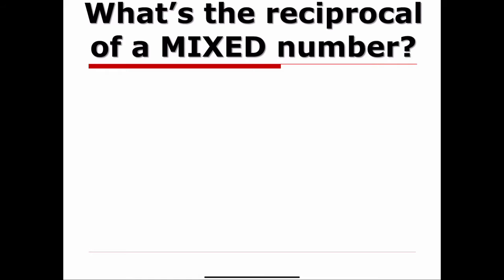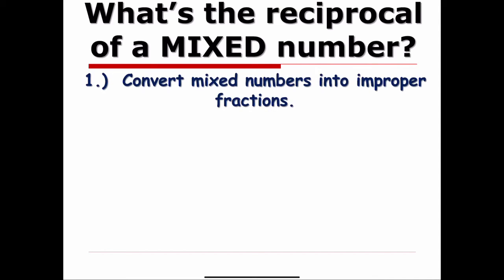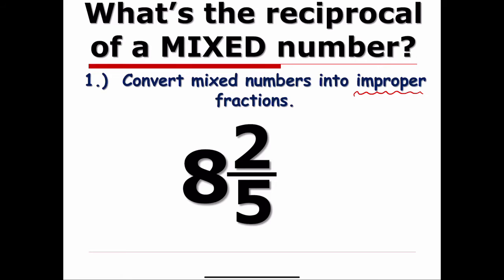Now, what is the reciprocal of a mixed number? This is important to talk about here. When you find the reciprocal of a mixed number, you've got to convert it into an improper fraction. You've got to change it into ratio form. It's very important. You cannot flip a mixed number. Mixed numbers are not going to be flipped around. You've got to change it into improper form. Very, very important. So you've got 8 2/5.